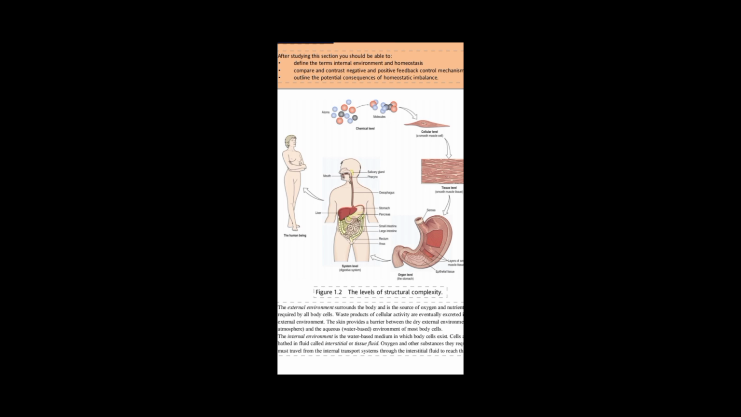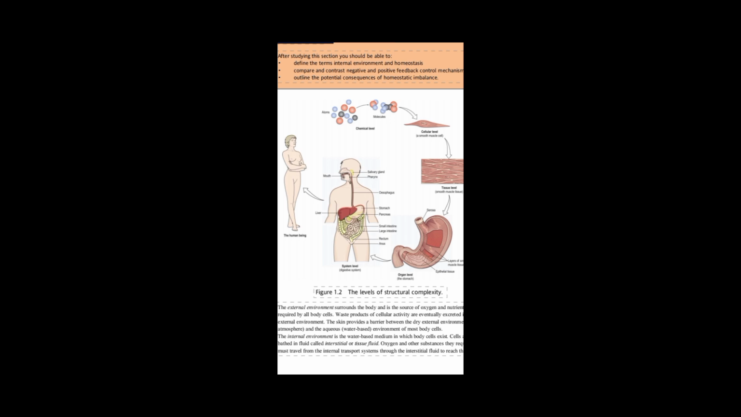So our learning objectives are like this. You must be able to define the terms internal environment and homeostasis in future. Today, we want to look at the levels of structural complexity for you to be able to know the levels at which the human body is organized, because the human body is organized at different levels of complexity, which are the levels of organization. So let me start this way.